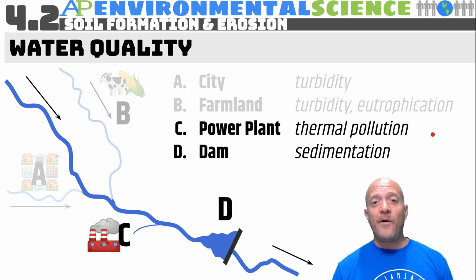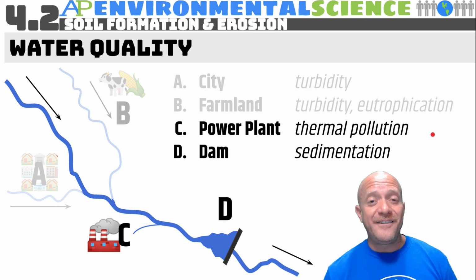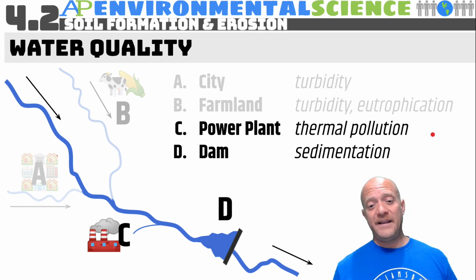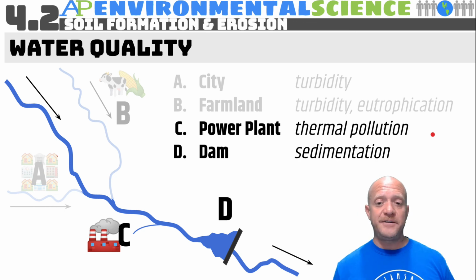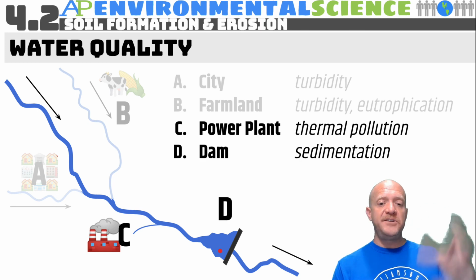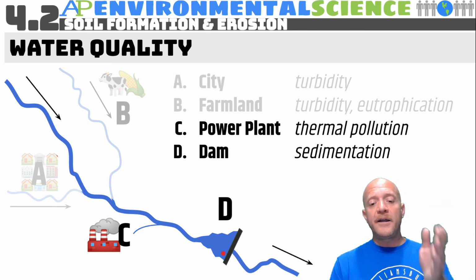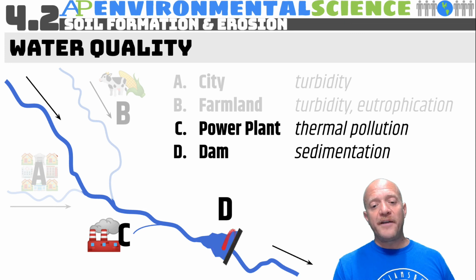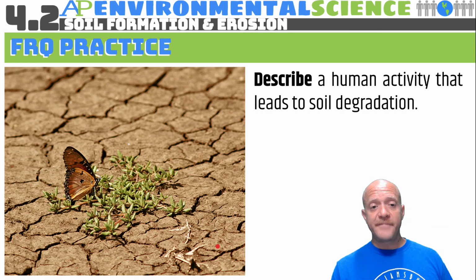So you don't want to add hot water because it's going to reduce the dissolved oxygen level, and it could also thermally shock the fish. Getting too hot too fast can kill the fish. So power plants can contribute thermal pollution, and a dam can lead to sedimentation. When I block the flow of the river here, all of the particles, all of these nutrients that are flowing downstream are going to get stuck at the dam, so you may have a buildup upstream from the dam, and that is sedimentation.